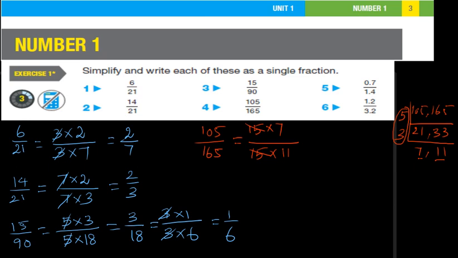Okay, so the 15 and 15 get cancelled. That's why the answer is 7 by 11. So for the larger numbers we can easily solve this problem by using this division method. Okay, right.